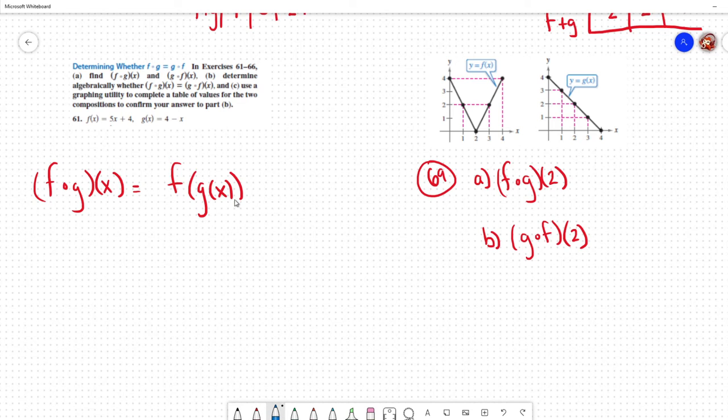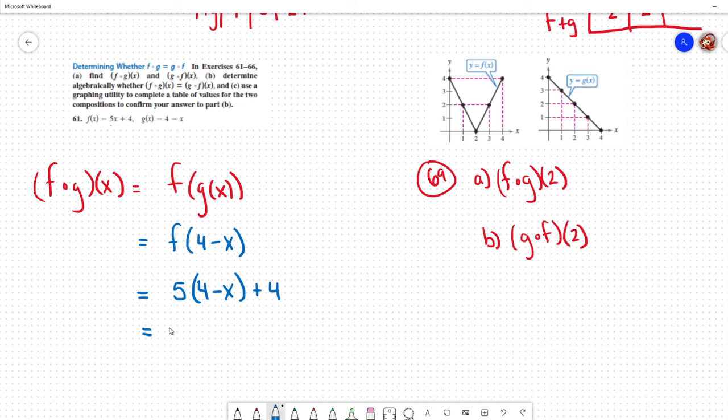So I'm going to use a different colored pen here. So g of x is 4 minus x. So this is going to say f of 4 minus x. Now I got to figure out, well, what's f of 4 minus x? So I go to my f function, whatever was x, that x is now going to turn into 4 minus x. So it's going to say 5 times (4 minus x) plus 4. So you see how the x turns into whatever's in the parentheses.